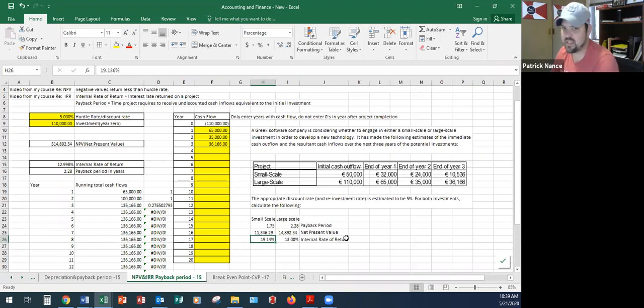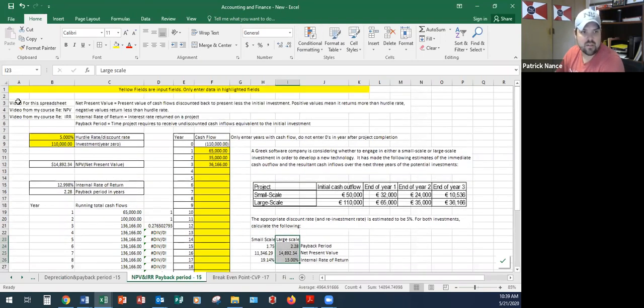$50,000 compared to 110. It's not dollars, it's euros. But 50,000 euros is compared to 110,000 euros. So, you know, just from looking at these numbers, I would want to invest in the small scale rather than the large scale based on those factors alone.